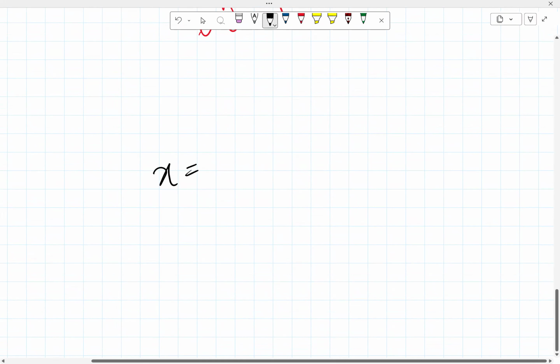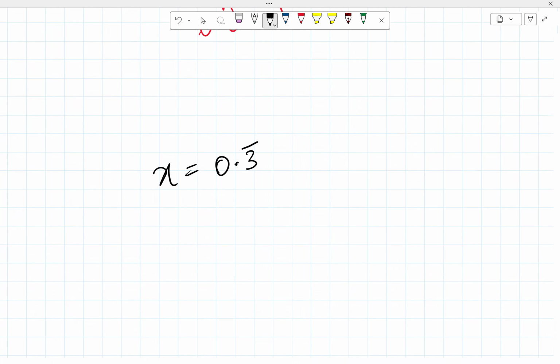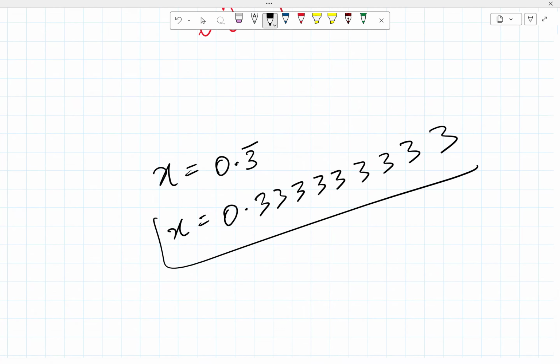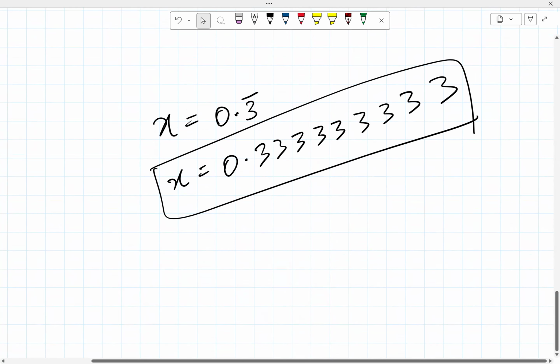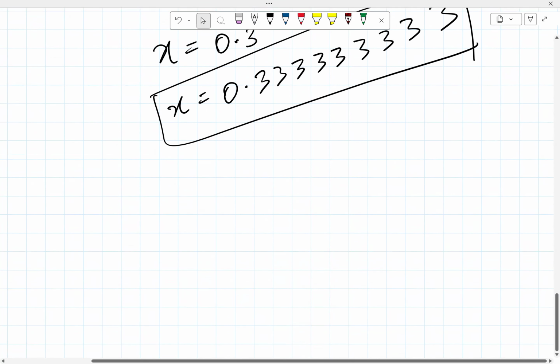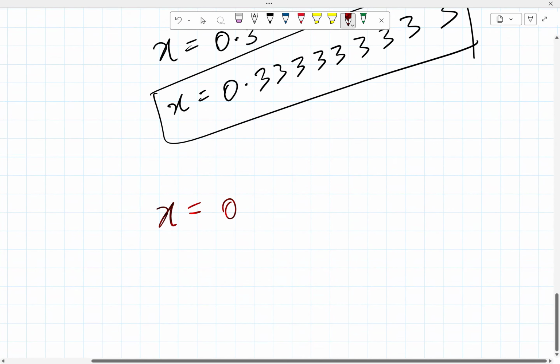So x is 0.3 bar like that. That means 3 is repeated. So this is simply saying that x is equal to 0.333333333333 and so on and so forth. That's what this represents. Okay. So we want to get the fraction that led to that. So say you have x equals 0.3 repeated like that.